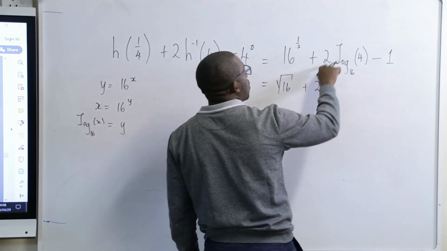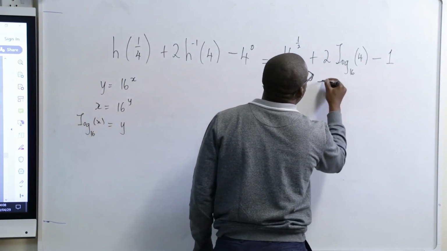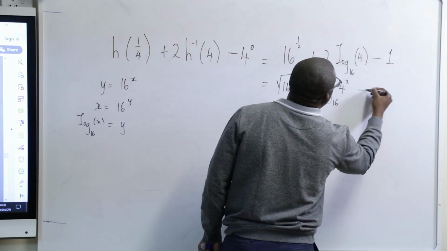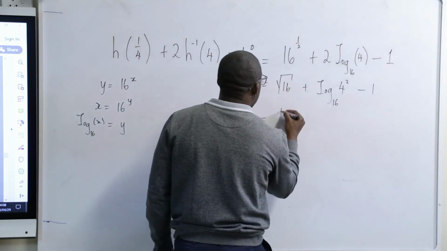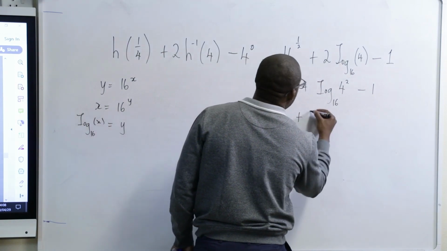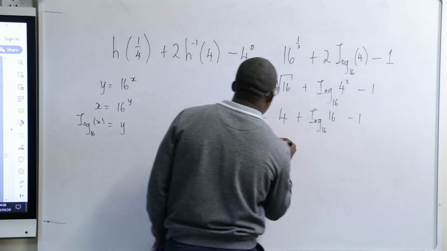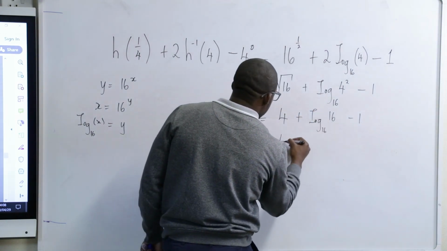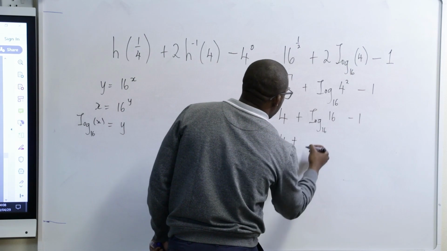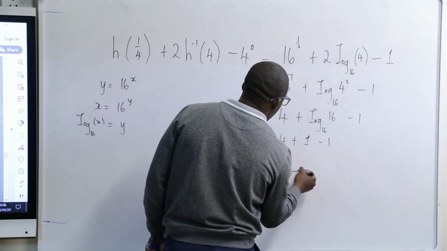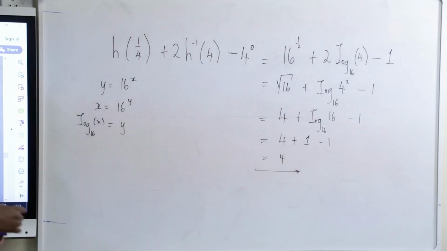Using laws of exponents, this 2 can go and become the exponent. Log to 4 squared of 16 minus 1. This is 4 plus log to base 16 of 16 minus 1. Using laws of logarithms, log to 16 of 16 is 1, minus 1. Final answer, it is 4.